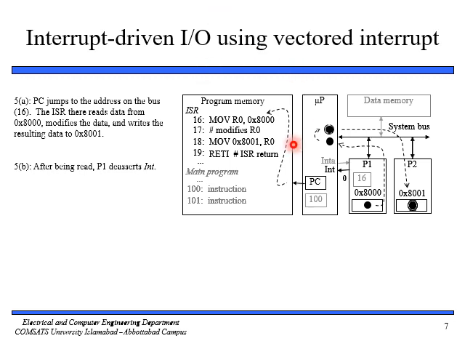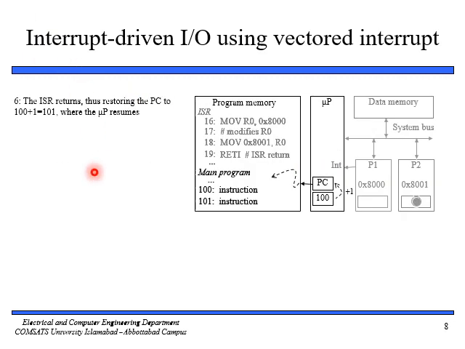So one thing that you need to understand here is that the ISR is not at a fixed location. We are providing the location from P1. Secondly, there are two signals, that is interrupt and interrupt acknowledge. Rest of the things are the same. So finally in step 6 the ISR returns, thus restoring the PC. So you can see that we are moving from this ISR to the main program.